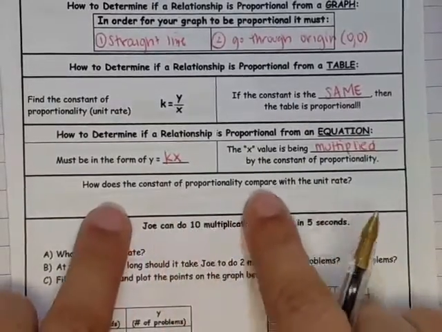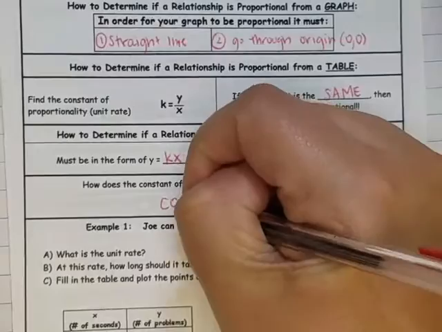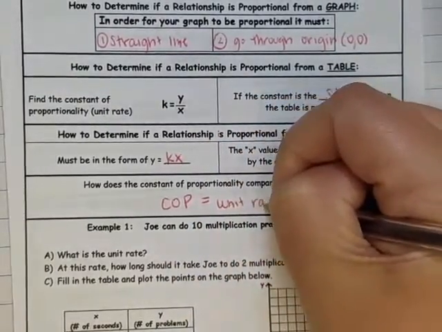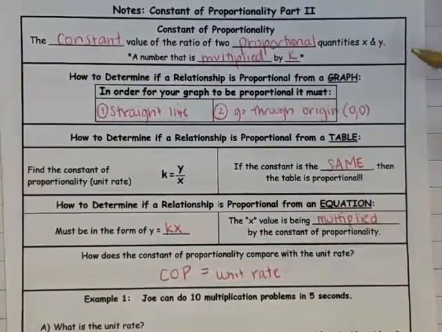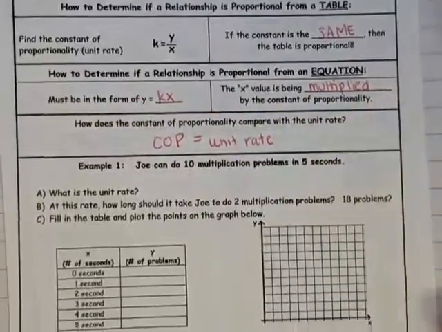So how does the constant of proportionality compare with unit rate? They are equivalent. So your constant of proportionality is your unit rate. That was a big recap of what we actually did today in class. You were probably able to do some of this without my video.